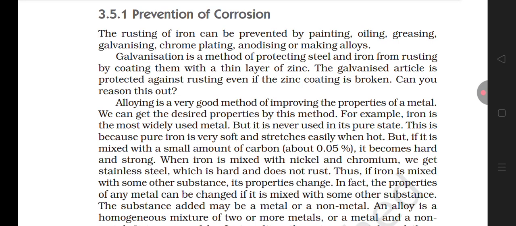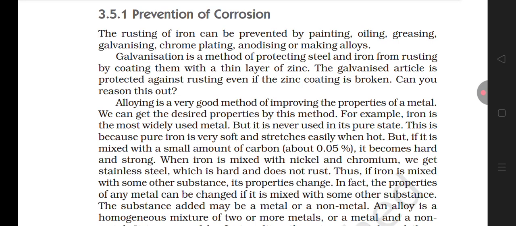Alloying is a very good method of improving the properties of a metal. We can get the desired property in the metal by this. For example, iron is the most widely used metal, but it is never used in its pure state. This is because pure iron is soft and stretches easily when hot.